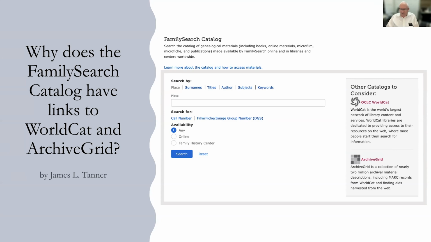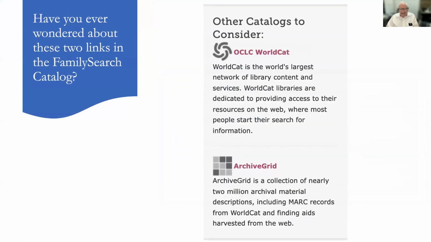So why does the FamilySearch Catalog have links to WorldCat and ArchiveGrid? And I guess the real question is, why don't more people use the catalog? And if they are using it, why has it never occurred to them to click on the other catalogs in FamilySearch.org? That's the basis of this presentation: to answer that question. If you've ever wondered about them and haven't clicked on them or don't know what they are, this is why we're here today, to explain that whole situation.